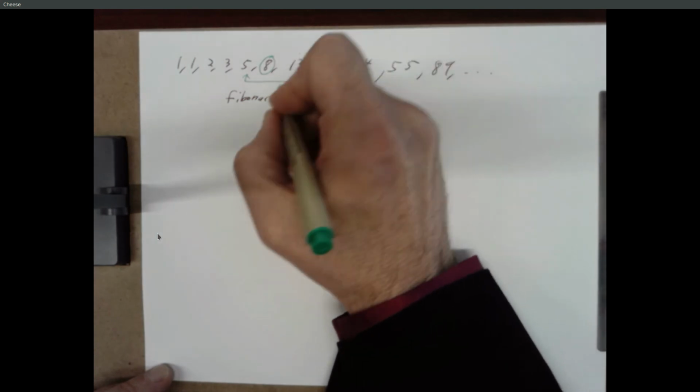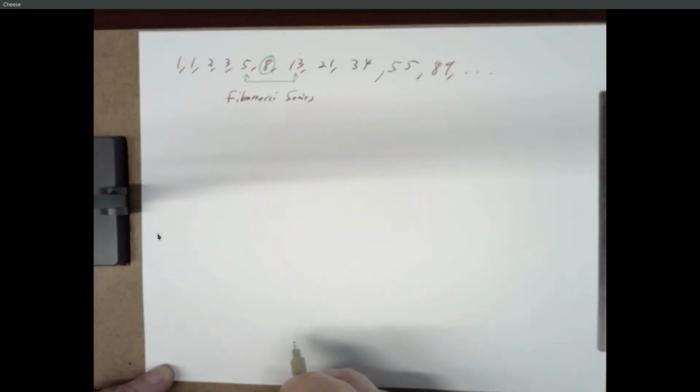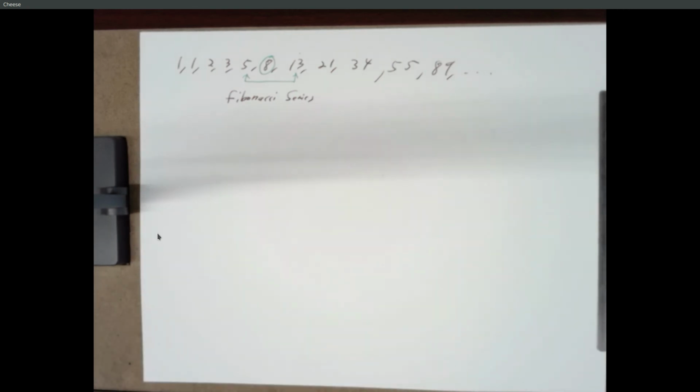13 squared is 169, 8 times 21 is 168. It's one less. And it alternates. So there's lots of properties.